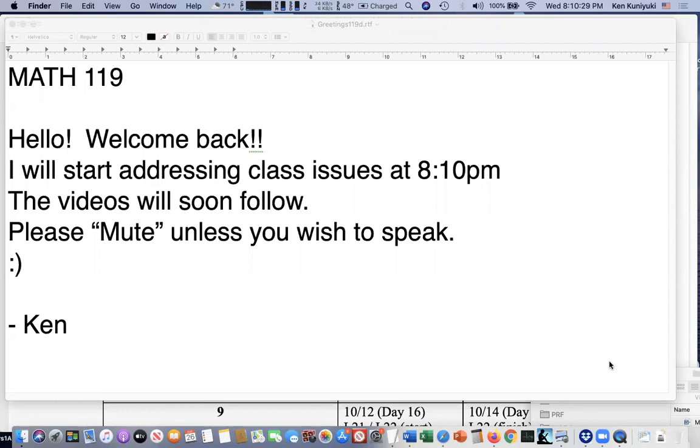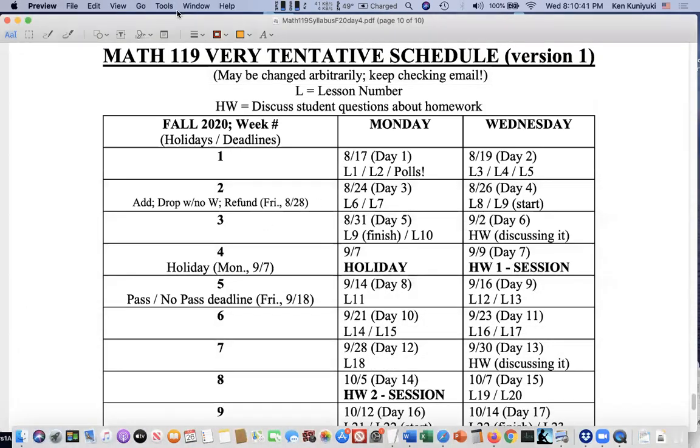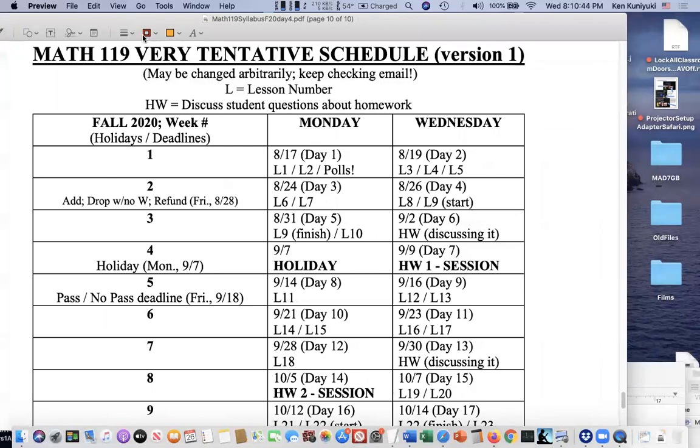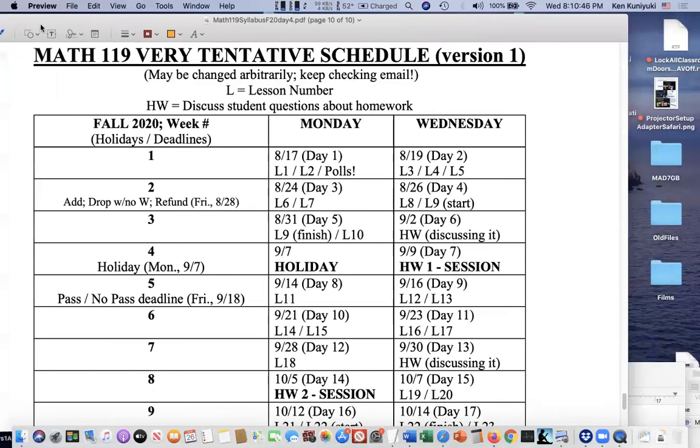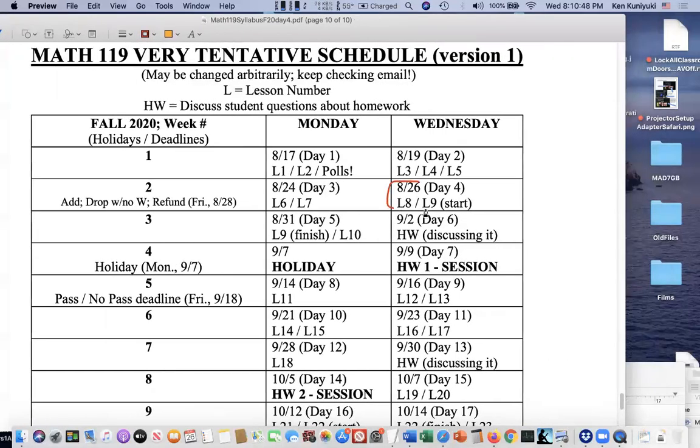Yeah, well, today is lesson 8 and most of 9. Okay, so following the tentative schedule, we are following schedule so far. So today we're going to do lesson 8 and most of lesson 9.